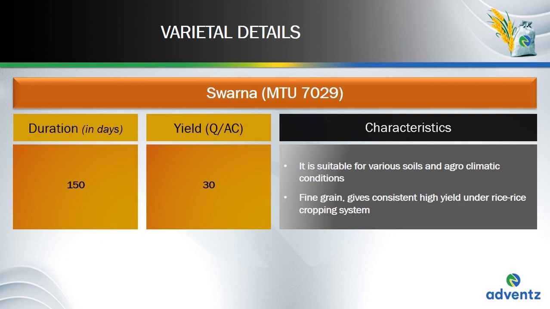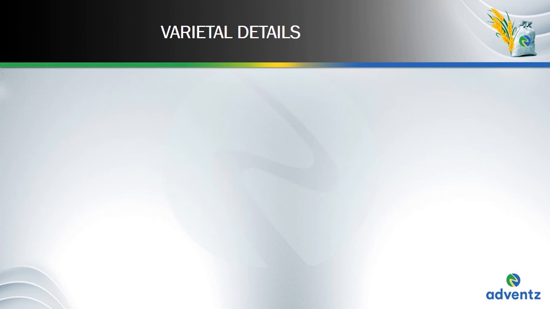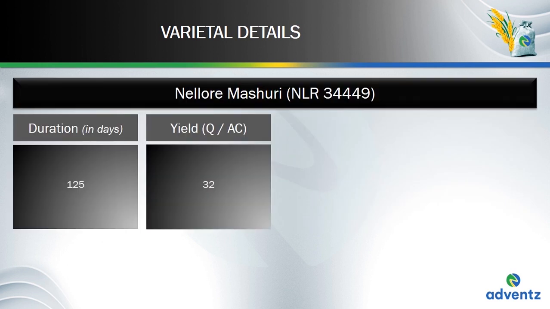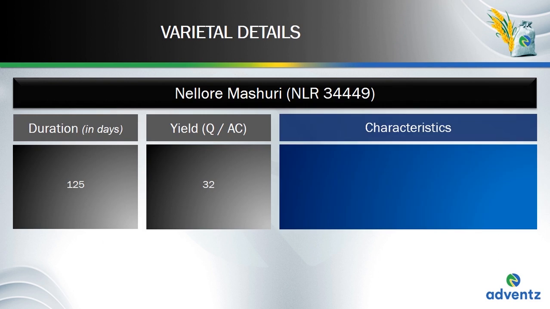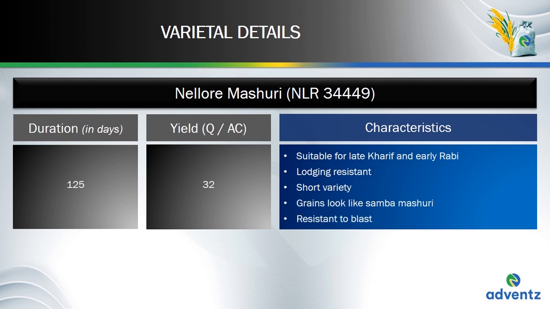The next variety that we will talk about is called Nellore Mashuri or NLR 34449. This variety takes 125 days to mature and gets 32 quintals per acre. The characteristics of this variety are that it is suitable for late Kharif and it is lodging resistant. It is a short variety in which grains look like Samba Mashuri. It is also resistant to blast. Blast is a disease of rice.